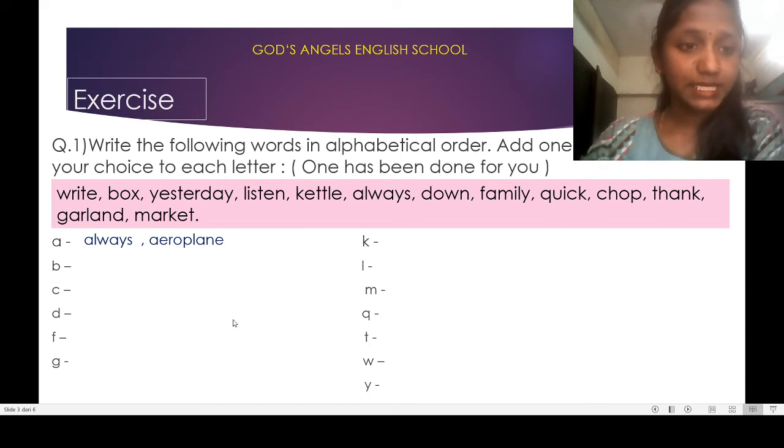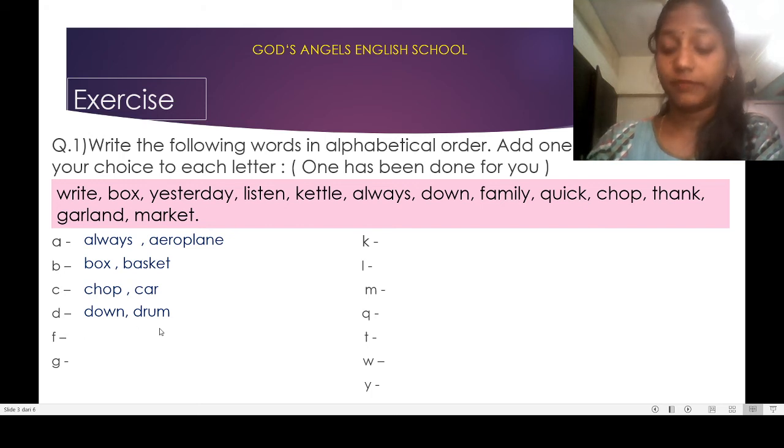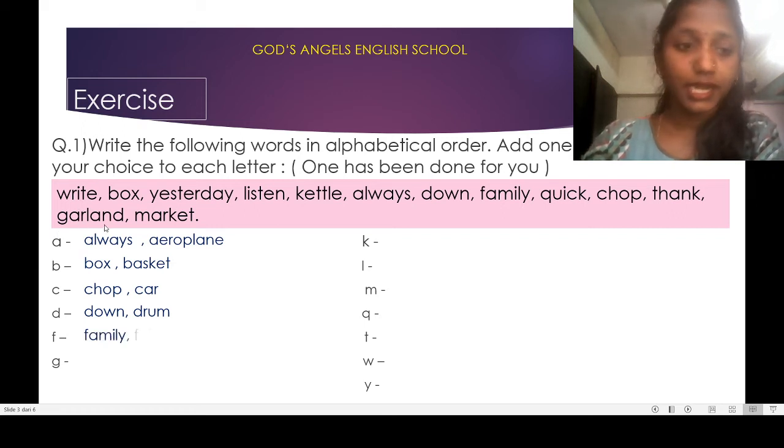So the next is B. Is there any B? Yes, box. So I have written B and plus one more word, basket. Then is there any C letter word? Yes, chop. I have written it, and plus the word car. Then D, yes, it is there, down. I have written it, and then drum, D for drum. Then G, yes, it is there. You can see garland, that I will write.